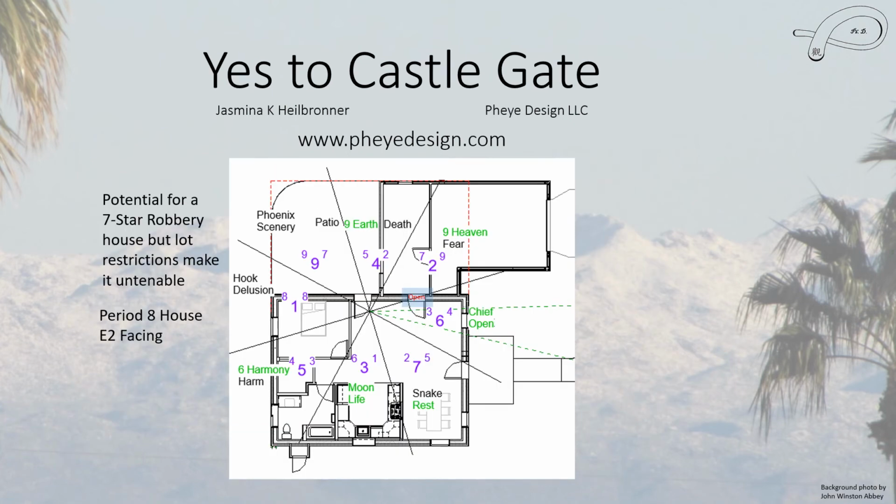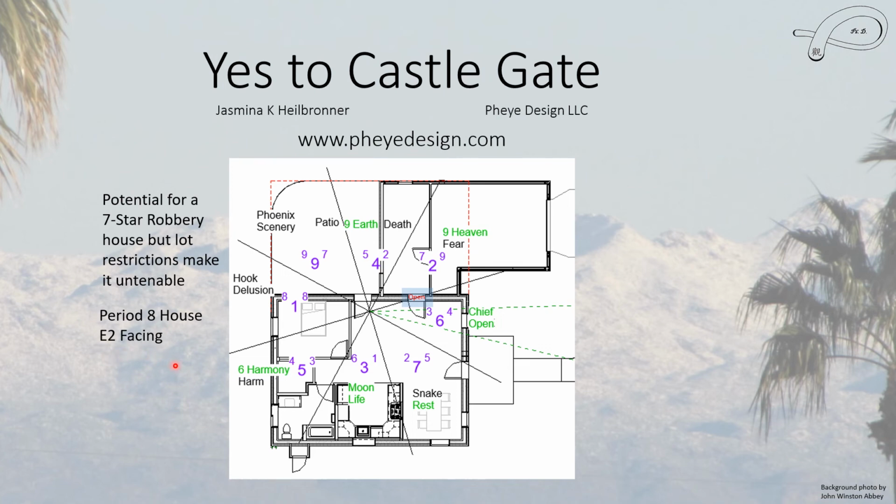There are times, however, when you do. If you've watched my optimizing an existing house video, you will recognize this floor plan. And it also has the potential to be a 7-star robbery house. It is a period 8 East 2 facing house.